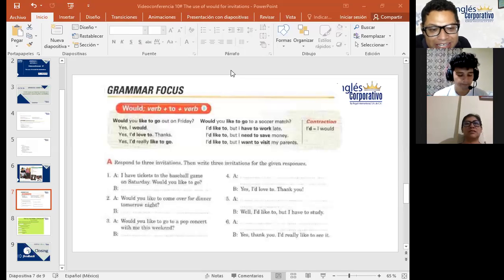Bien, hagamos el siguiente ejercicio. Respond the three invitations, then write three invitations for the given responses. Vamos con la primera.